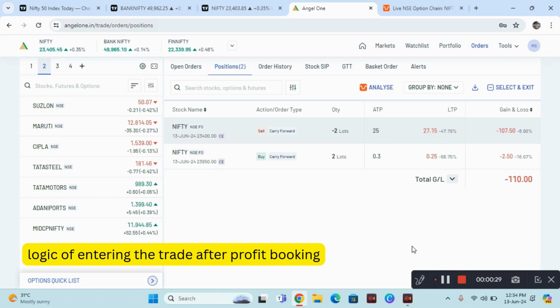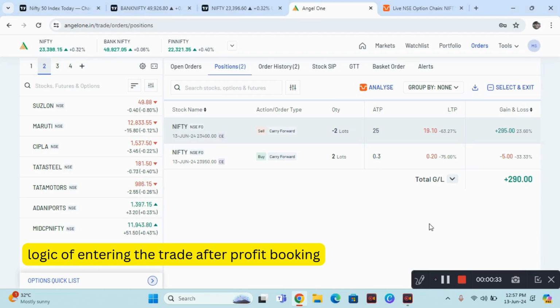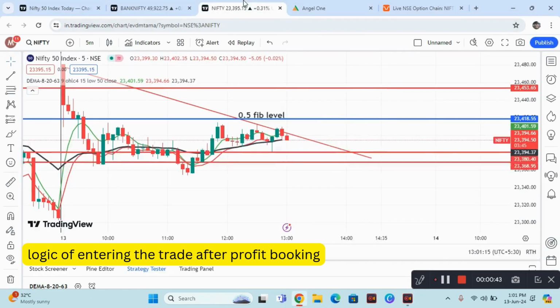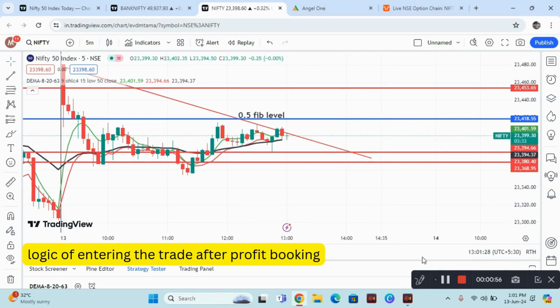After the trade, look, friends, it's showing us a profit now, 300 rupees. We'll wait. Look, friends, the market is going in our direction because we have sold the CE. It means that our view is downwards. So it's showing the profit now.